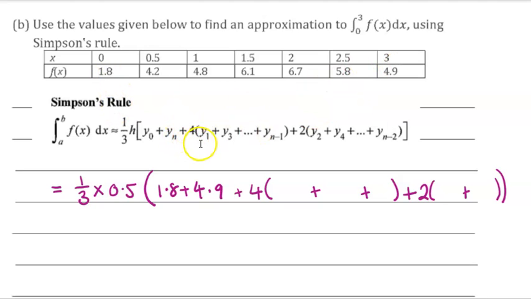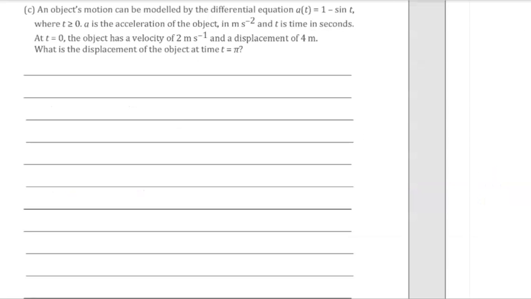We do 4 times all of the ones in the odd positions, remembering that this is position 0, so this is position 1, 3, and 5. And then 2 times all of the ones in the even positions. So this is position 2 and position 4 just here. Work out what that is, you get 15.68.